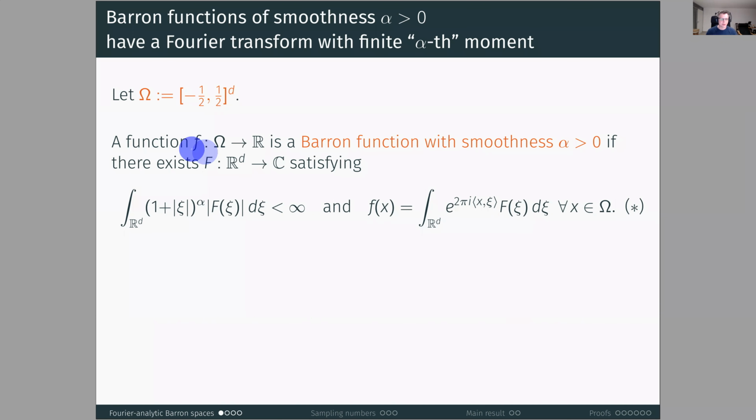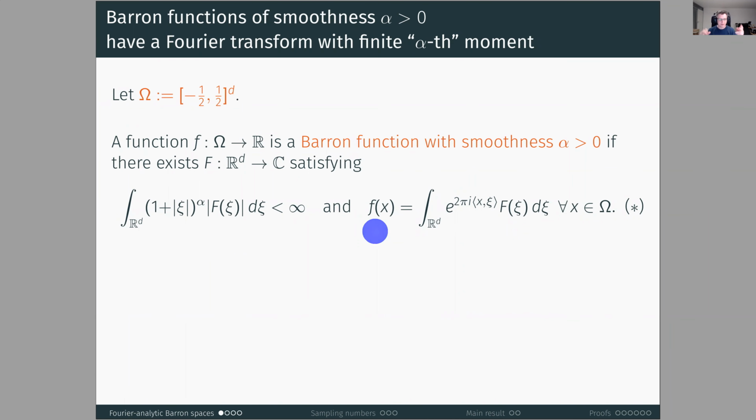And I say a function on this cube is a Barron function with smoothness alpha if there exists some function capital F, which you can basically think of as the Fourier transform of the function little f. And this function capital F, the Fourier transform, should satisfy 2 things. It should be integrable when you weight it with this factor 1 plus absolute value of xi, the Euclidean norm, to the alpha. And it should be the Fourier transform of f in the sense that if you take the inverse Fourier transform of capital F, you actually do get back f.